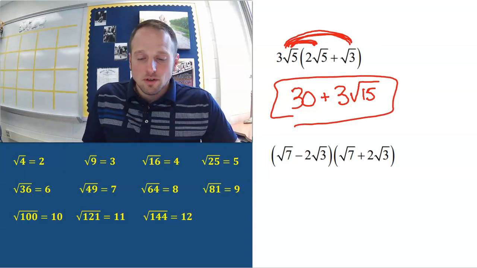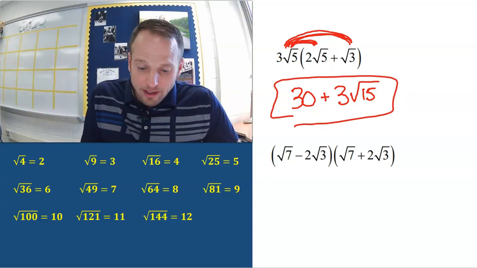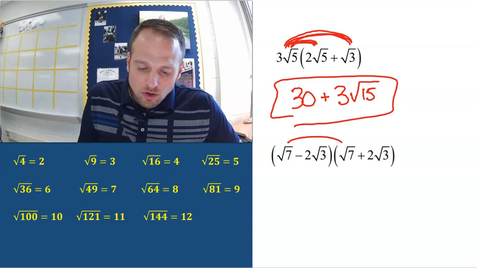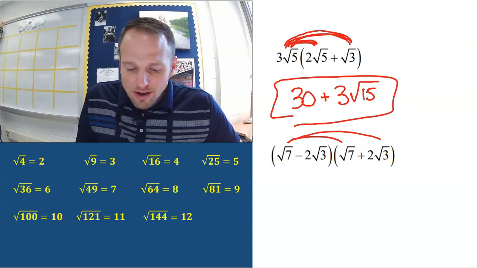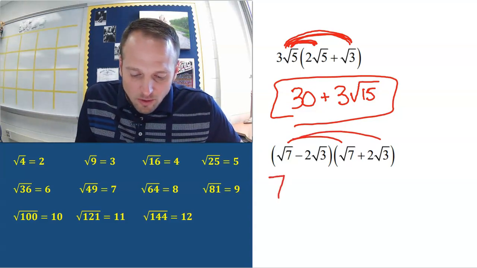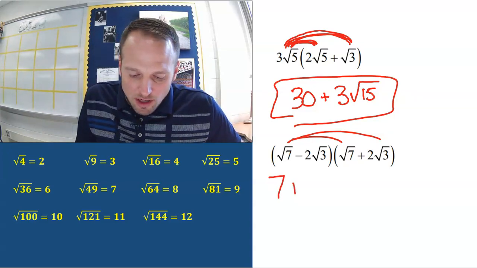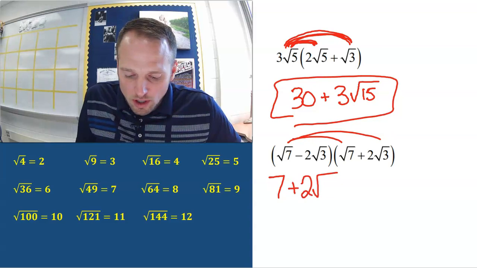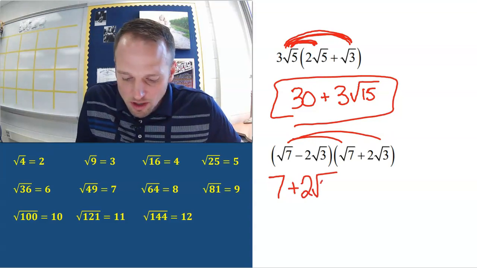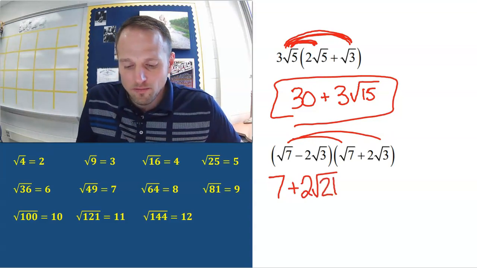Let's look at this next one. This next one is just a foiling, a double distributive. So let's do this. Root 7 times root 7, that's just going to be plain old 7. Root 7 times 2 root 3 is going to be a 2 root what? Root 7 times root 3, 2 root 21.